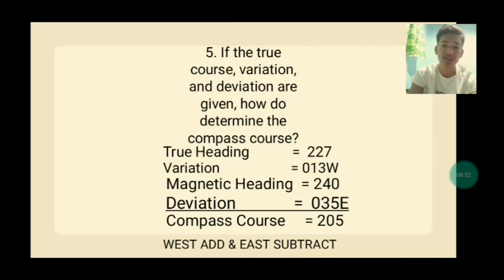So 227 degrees plus 013 degrees west is equal to our magnetic heading, which is 240 degrees. And if the deviation is 035 degrees east, we know that if the direction is east, we will subtract. So 240 degrees minus 035 degrees east, and our compass course is 205 degrees.